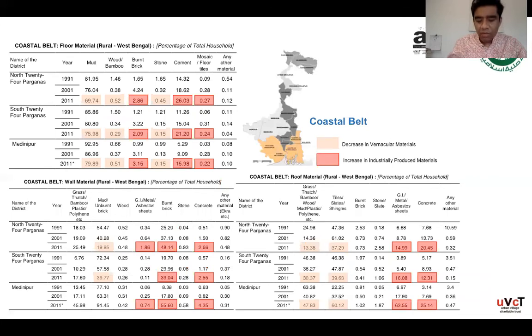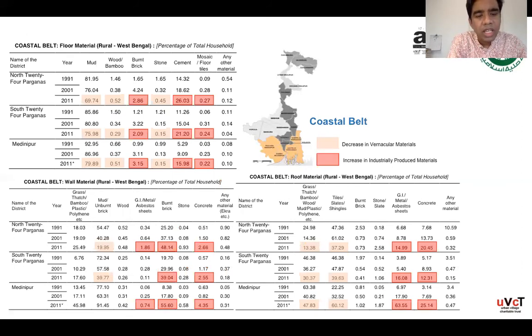Then the coastal belt of West Bengal comprises 3 districts, namely North 24 Parganas, South 24 Parganas, and Mednipur. Mednipur split into Paschim Mednipur and Purva Mednipur in 2002. However, for the purpose of the study, the average of both the districts has been used for the assessment year of 2011. The predominant flooring material used in the region is mud.